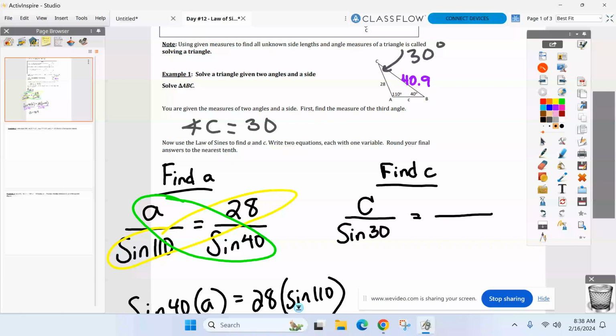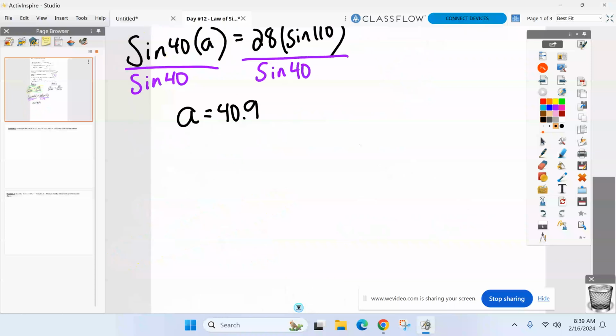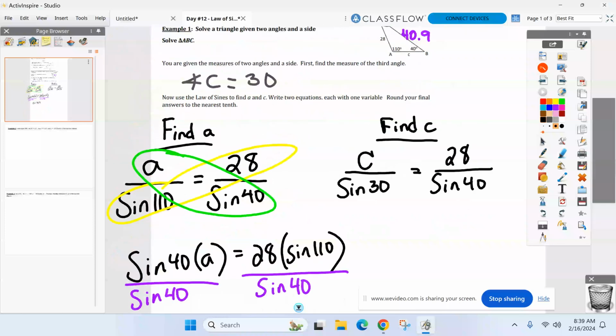Sine of 30. Now, over here, we have a choice. We just found the 40.9, but just like we showed before, you got to use the unrounded answer. For me, I just stick with what was given. I'm going to stick with the 28 and the sine 40. Again, if you want to use the 40.9, it's got to be the unrounded version. All right, nice little proportion there. Let's cross multiply.